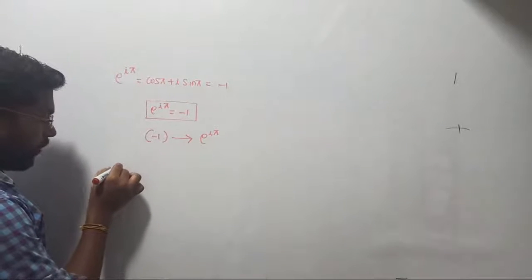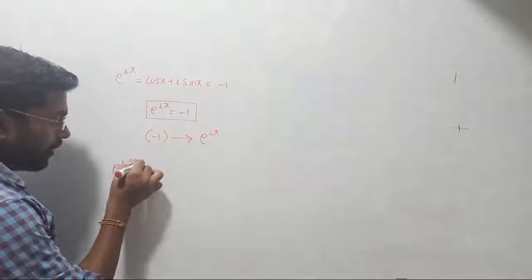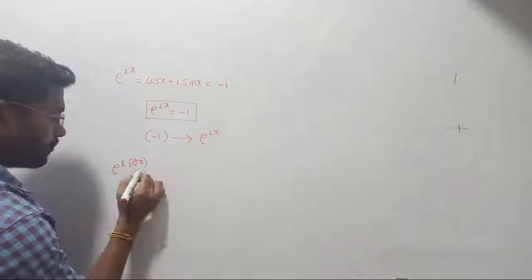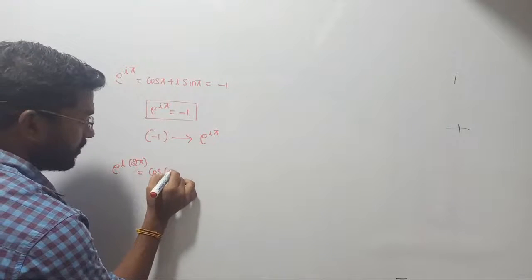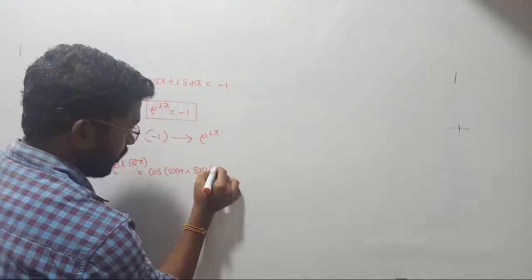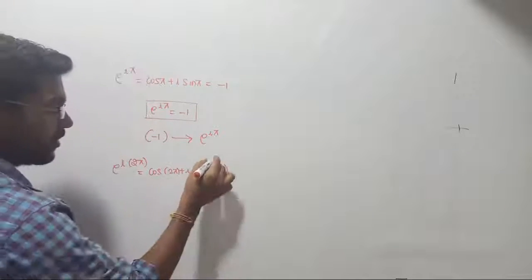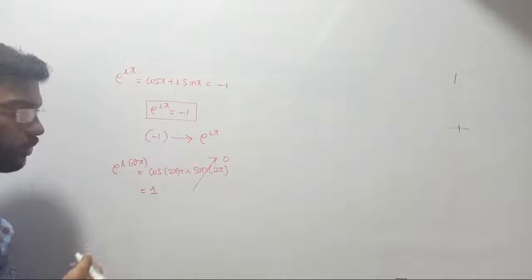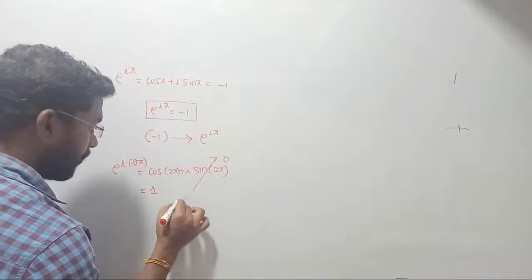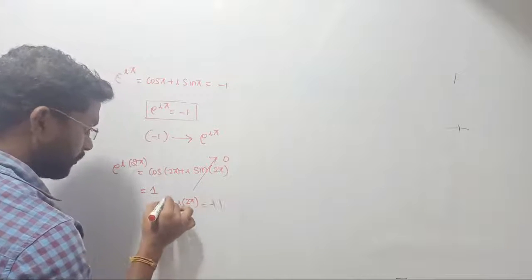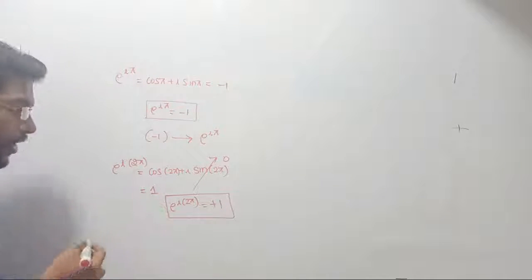Similarly, if I have e power i times 2 pi, then how will you write the function? It can be considered as cos 2 pi plus i into sin of 2 pi. Now tell me, what is the value of sin 2 pi? 0. What about the value of cos 2 pi? Exactly equal to 1. So what is the conclusion here? E power i times 2 pi should be equal to plus 1. Clear? Yes.